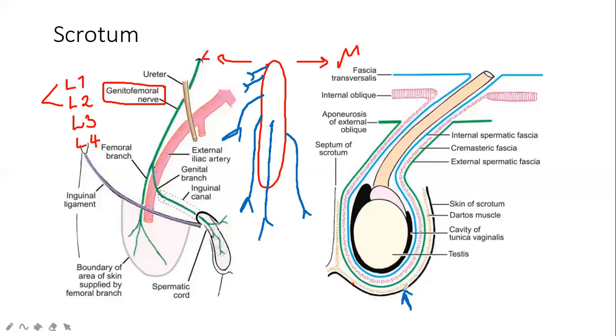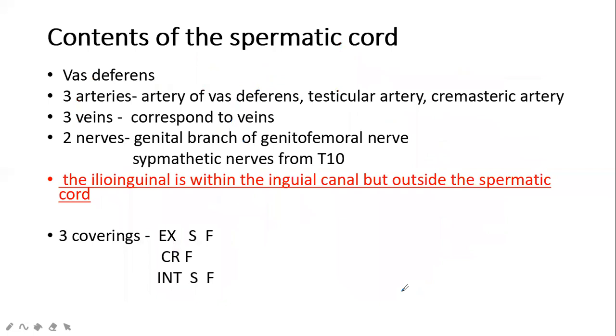The external spermatic fascia, which is a continuation of the external oblique. That's correct. And what about there? Where do we go? Then I go to the cremasteric fascia. The cremasteric fascia is formed from who? From the internal oblique. Okay, then from there we go on to which one? The internal spermatic fascia. The internal spermatic fascia, which is coming from who?